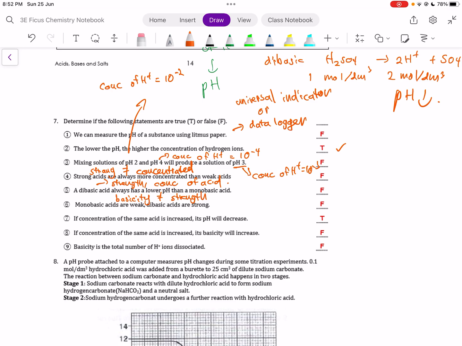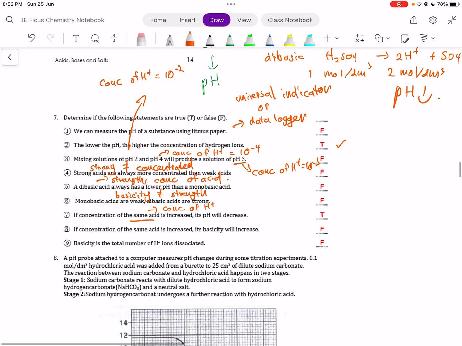Number 7, if the concentration of the same acid is increased, its pH will decrease. Yes, because for the same acid, the concentration of H plus will definitely be more, be it strong or weak. If the concentration of the same acid is increased, its basicity will increase. Okay, basicity is intrinsic, natural to the acid, so concentration doesn't affect basicity.